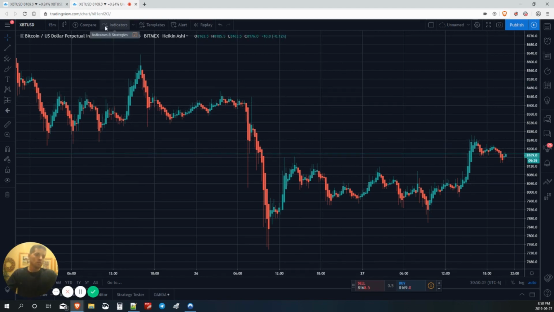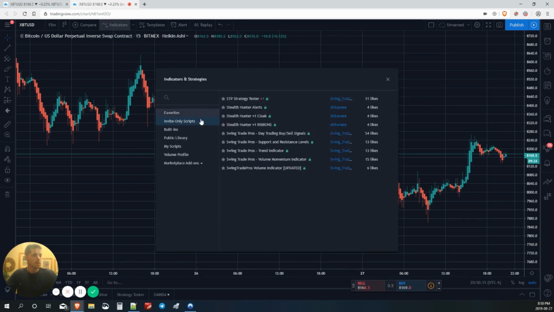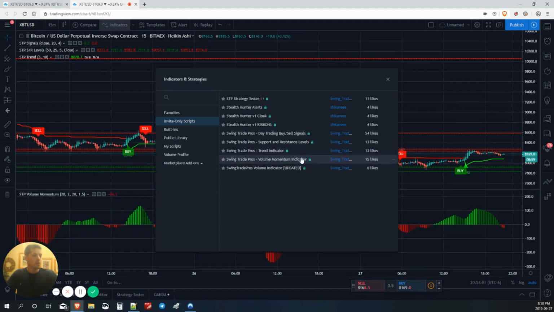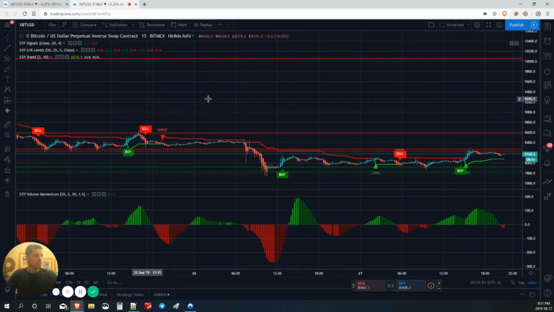Now we will go to indicators and strategies here, and we will start loading these indicators on the charts. They'll come up under invite only scripts here. So let's start and load them all. There's the day trading buy and sell signals, which we use the bots on. The support and resistance lines, which is helpful to know where you're at in terms of support and resistance, identifying breakouts or breakdowns. There's the trend indicator, which right out of the box is perfect for nailing the trend. And then there's also the volume momentum indicator, which tells you volume incoming and decreasing.